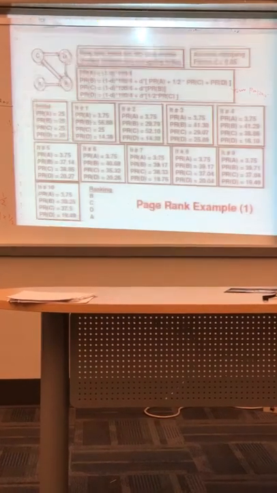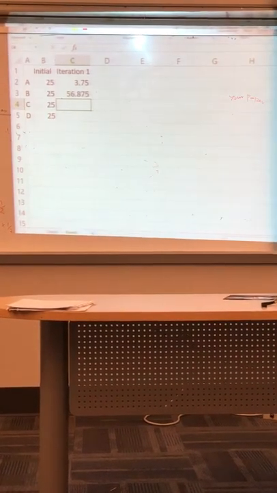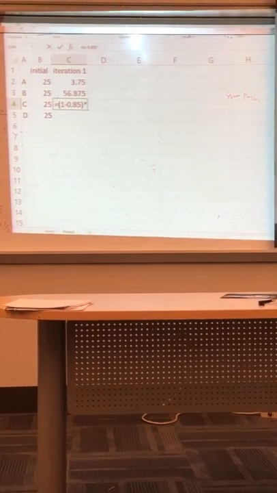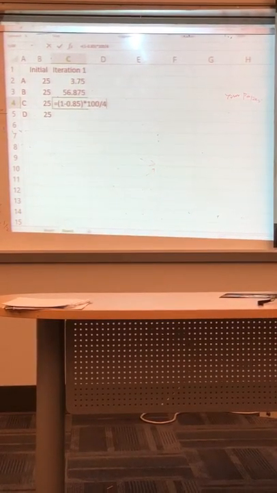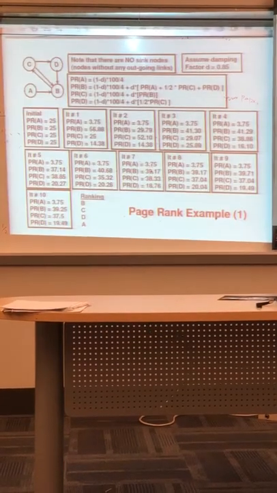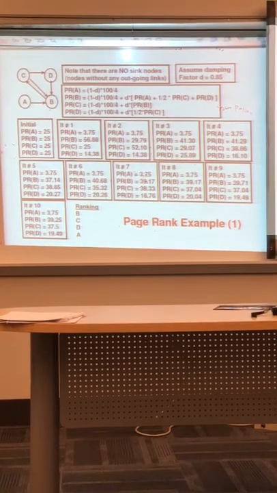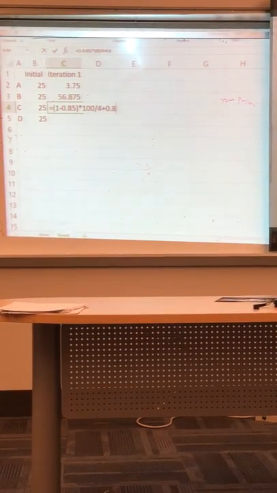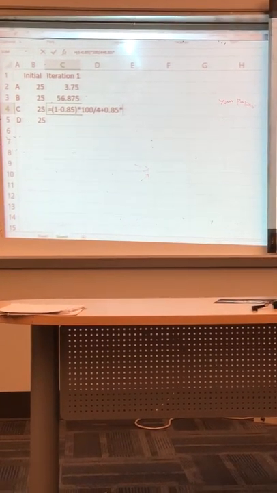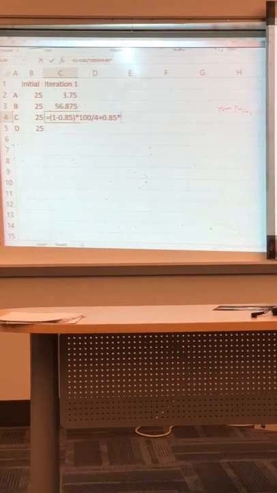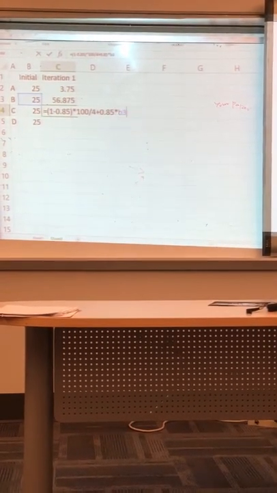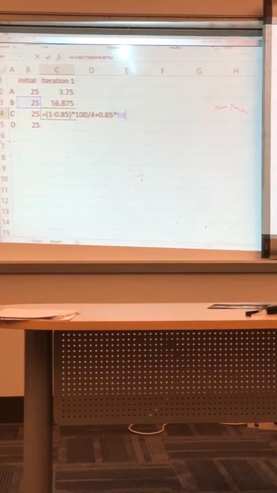So now for C, the first term as usual, 1 minus 0.85 times 100 divided by 4, plus the second term is page rank of B times D, right? So it is 0.85 times page rank of B, which comes from which cell? The previous iteration. B3. Okay?